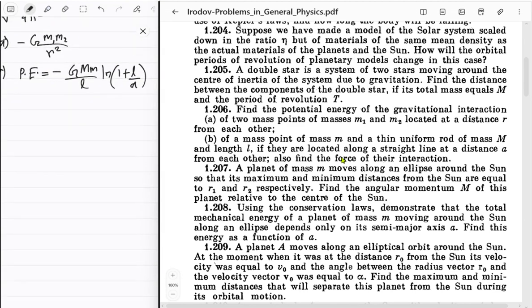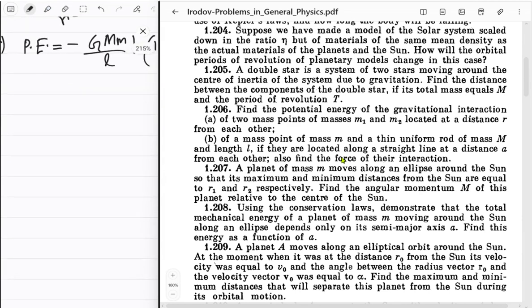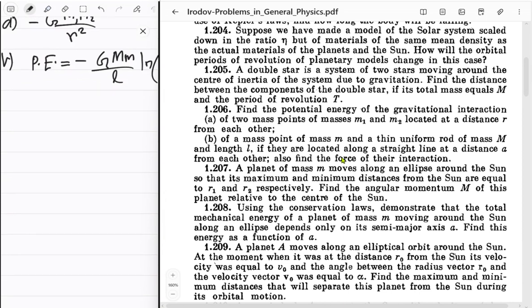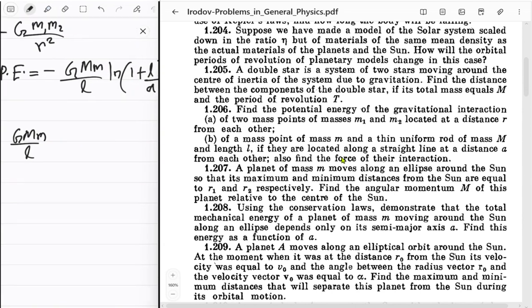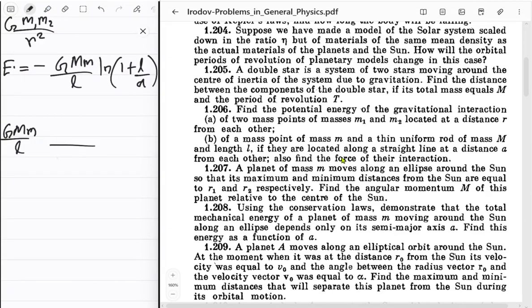So to separate, you have to put in a pulling force. That's going to work, of course. That's the force of interaction. GMM upon L, that's a constant. We just want to differentiate this guy. So 1 plus, and then the derivative of this guy, just a negative L upon A squared. Why is that negative? Is that supposed to be correct?